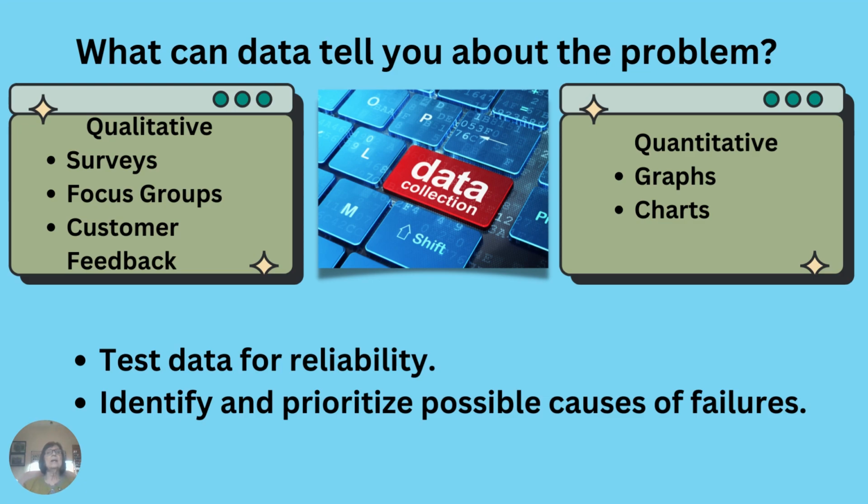So what can data tell you about the problem? Within Measure, we have to be able to get some data. There are different types of data we can collect. We can collect qualitative data. For example, if you are in a supply chain organization and you're looking at on-time delivery, you may want to collect customer surveys. You're going to look at focus groups, you're going to look at customer feedback.